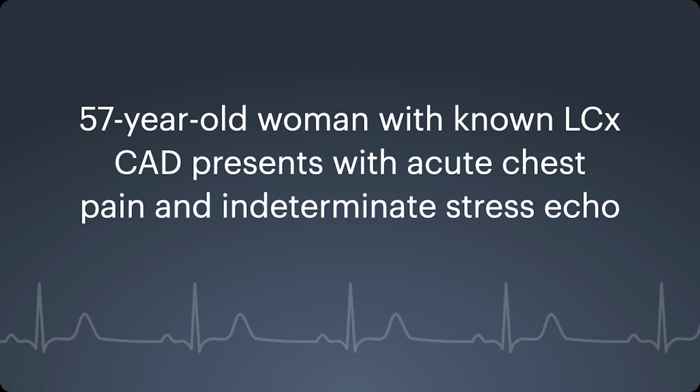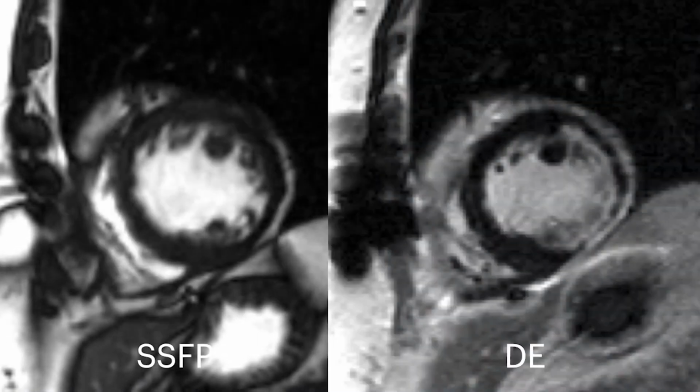Next, we have a 57-year-old woman with known left circumflex CAD who presents with acute chest pain and an indeterminate stress echo. So we'll start with our steady-state free precession images, and what we see is there's thinning and essentially akinesis of the infralateral wall. And that corresponds to our left circumflex territory. She had known disease of that vessel. So let's take a look at our delayed enhanced images.